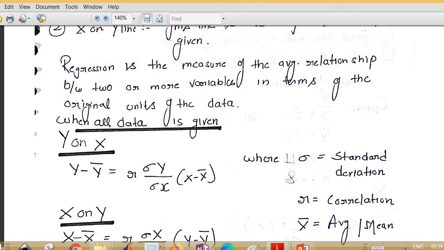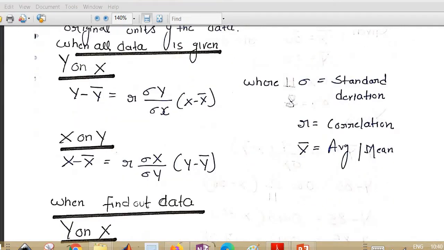Now all of you know how to calculate the y on x line when all the data is given. All of you know that the equation of this line is y minus y bar equals r sigma y upon sigma x, times x minus x bar. So students, this is an important formula: when we are given the values of mean and sigma, this is how to find the equation of the line in regression analysis.